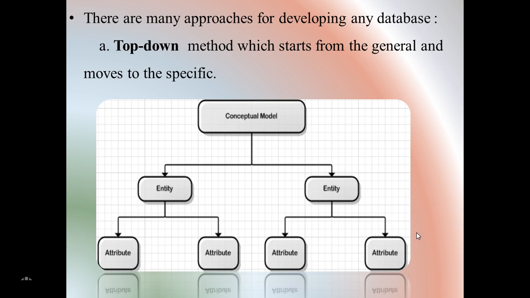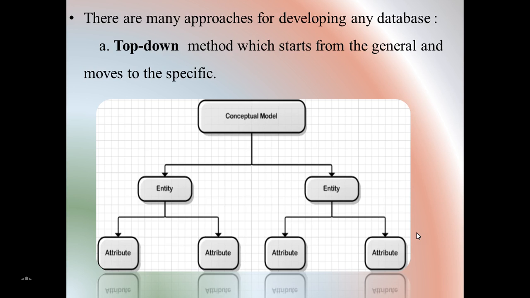The first approach is called the top-down method, which starts from the general and moves to the specific. The top-down database design approach starts with the development of data models that contain high-level abstractions, which are the entities and relationships. Then successive top-down refinements are applied to identify low-level entities, relationships, and the associated attributes. The ERD model is an example of a top-down approach and is more suitable for the design of complex databases.